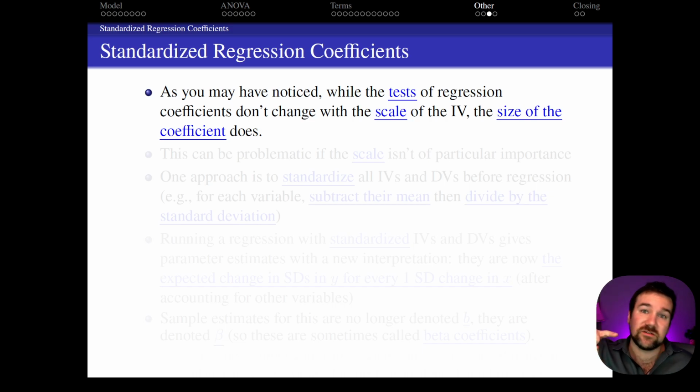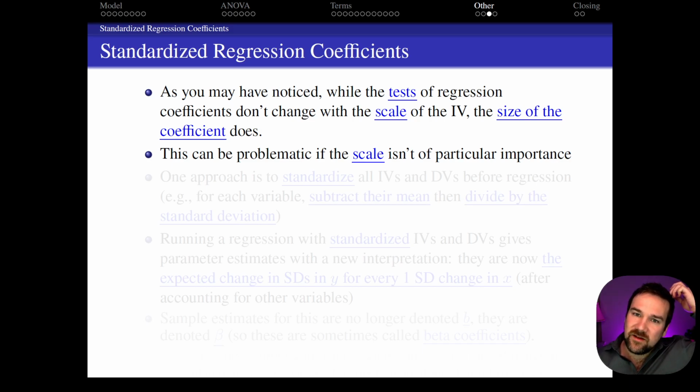And the test of correlations is going to be the same, and the confidence interval for correlation is going to be the same no matter what the scale is. With regression, while the test is scale invariant, the size of the coefficient does change when the scale of the independent variable is changed. So if my independent variable is in miles, my coefficients get really, really small, and if my independent variable is in millimeters, my coefficients get really, really big, even if the test is the same. Now, if the scale isn't of particular importance, this can be a problem because sometimes my parameter estimates can look really big or really small, even if they aren't. And that's just because of the scale the variable is on.